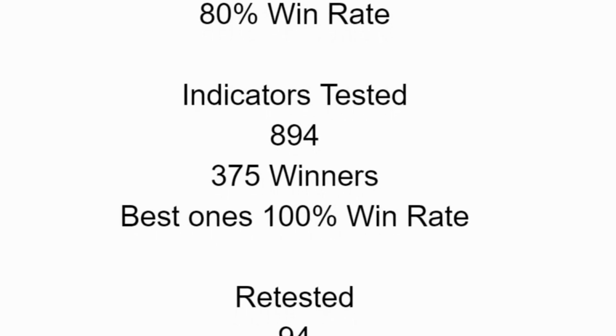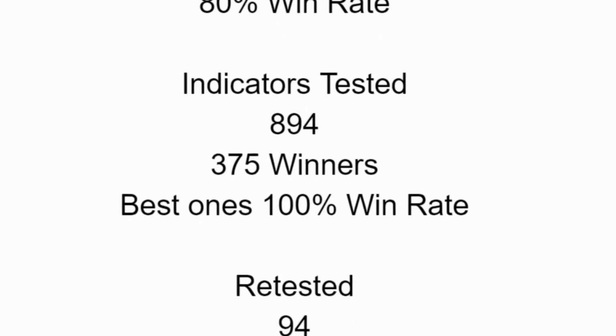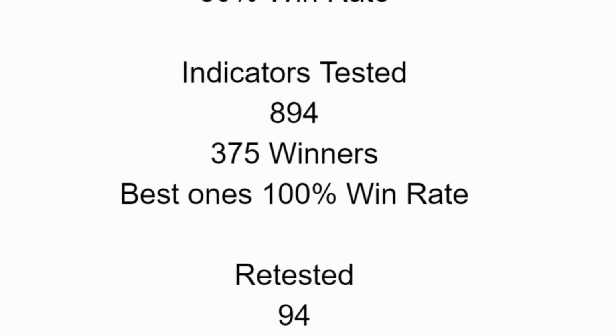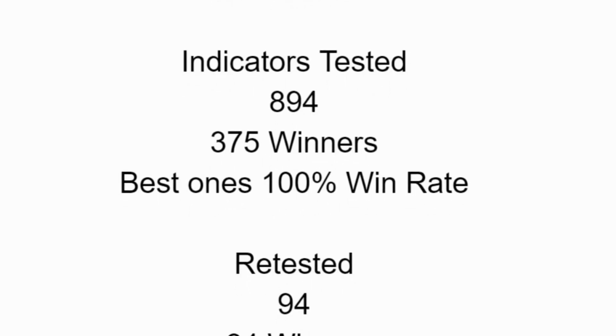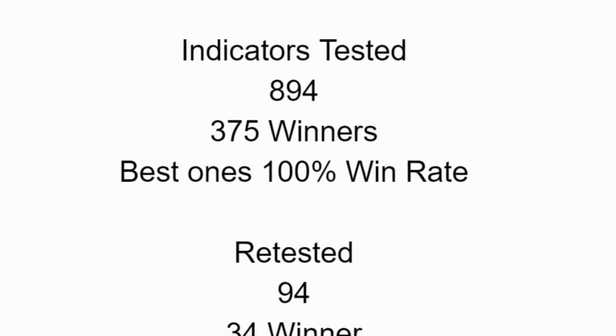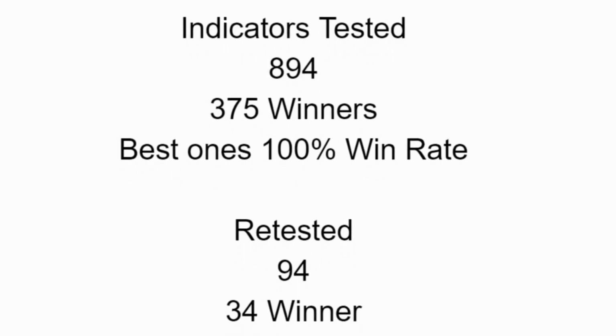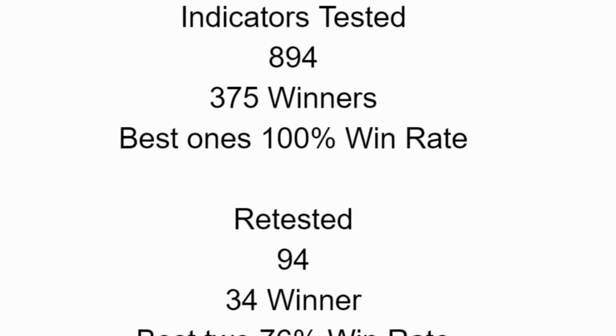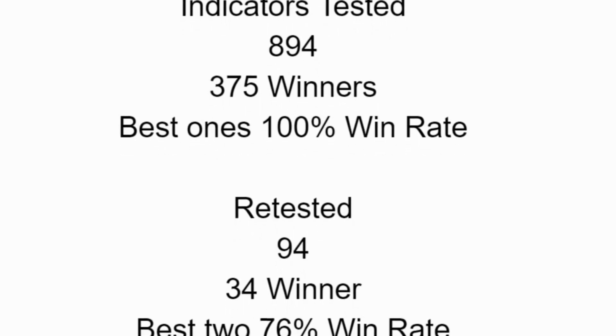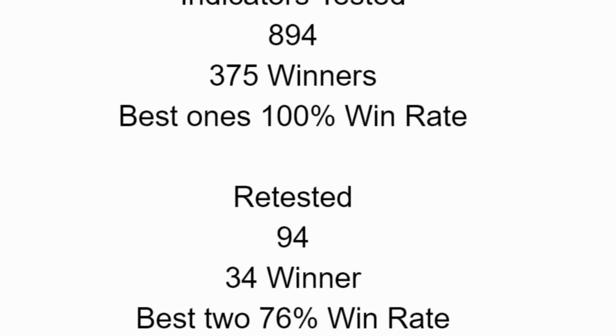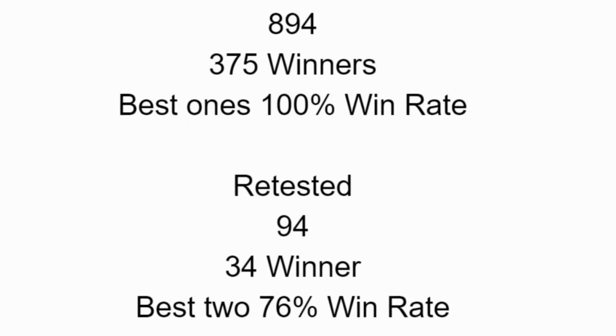Now you need to go back and watch those videos to understand the context of how they were able to achieve that. So go back and watch those videos and see what you can get out of those winning indicators. We've also retested in the advanced testing 94 of the winning indicators. 34 of them have been able to maintain the winning status, the best to a 76% win rate.